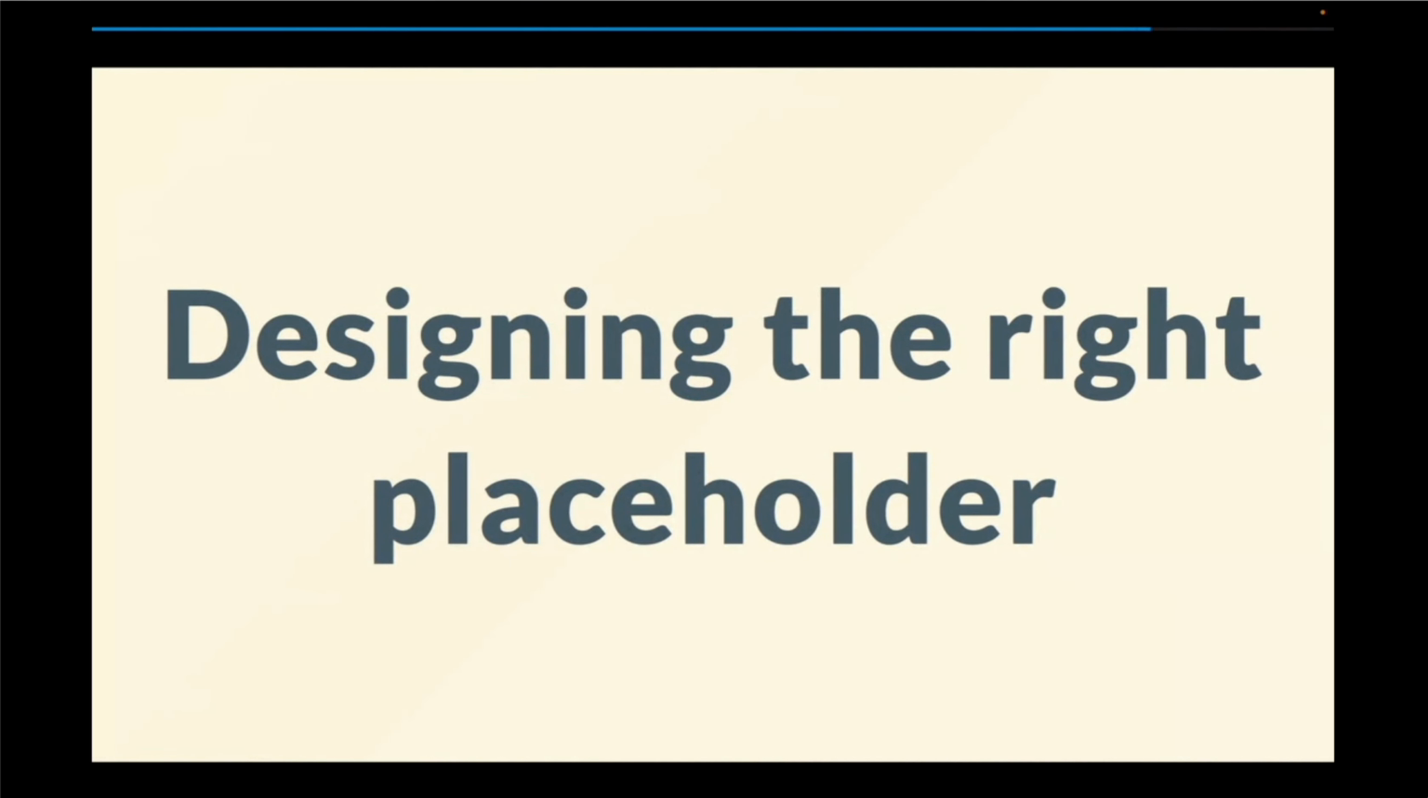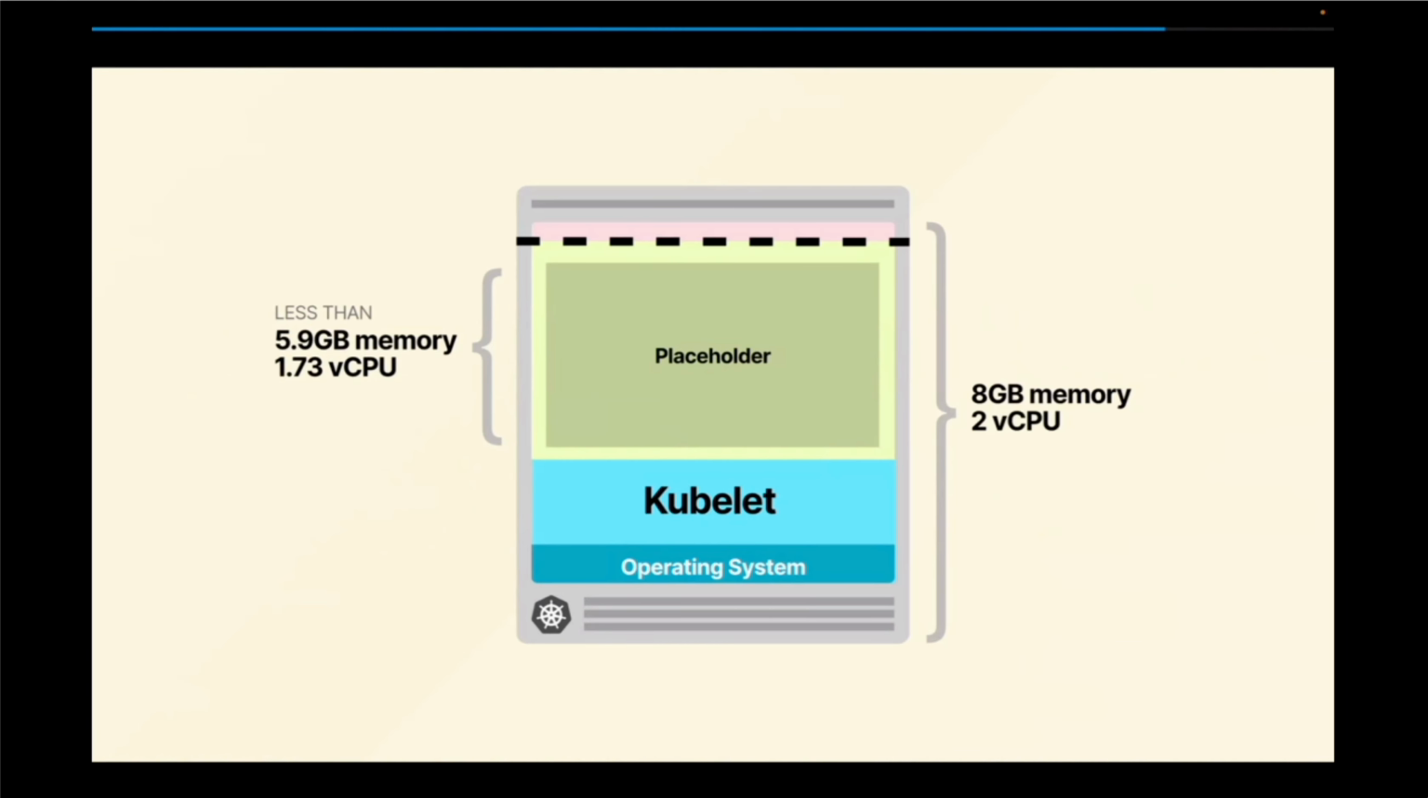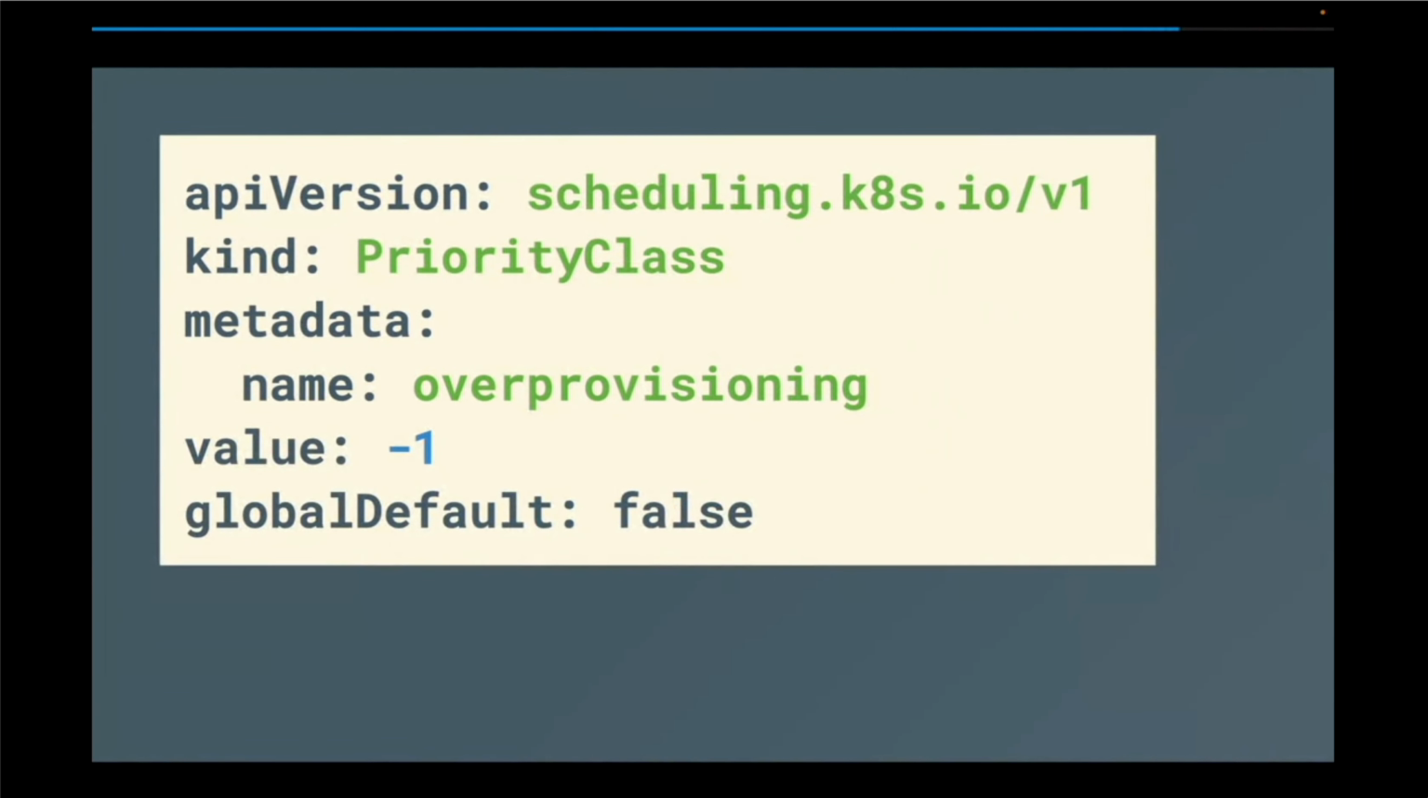Cool. So how did I make this all happen, though? Firstly, we need a placeholder, and that needs to be big enough to know that it will never be schedulable alongside any real workload on a node. So it should be sized big enough to fill the whole compute node. Then you need to specify a low priority class in order to make sure that it's evicted as soon as there's a real workload that comes along and needs that capacity.